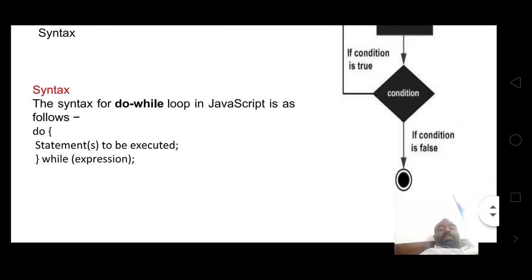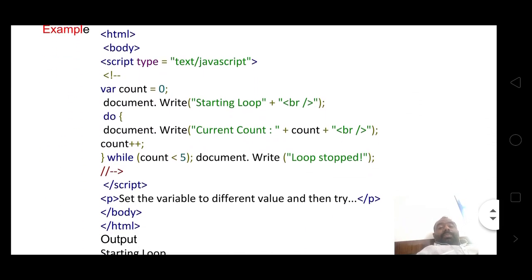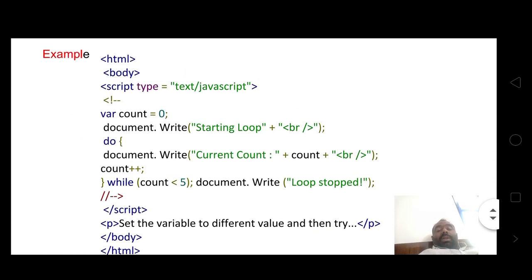Here is the syntax for do while. The syntax for the do while loop in JavaScript is as follows: do { statements to be executed } while (expression). Here, take an example, HTML.